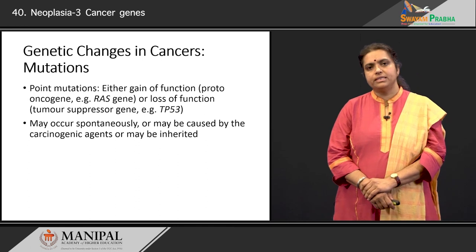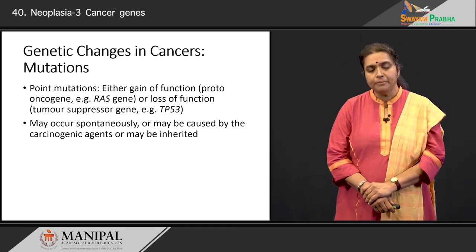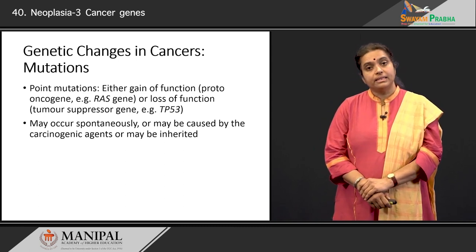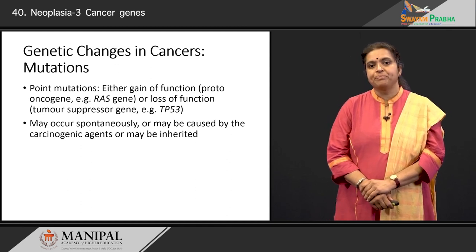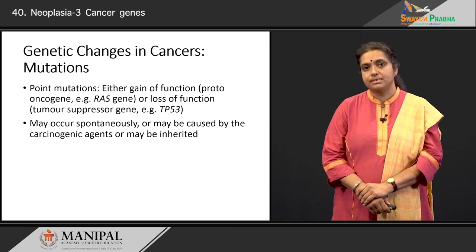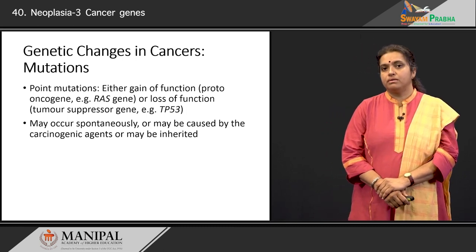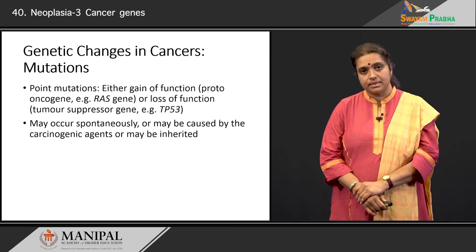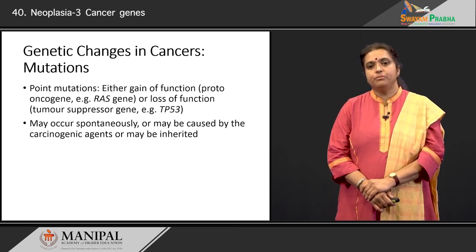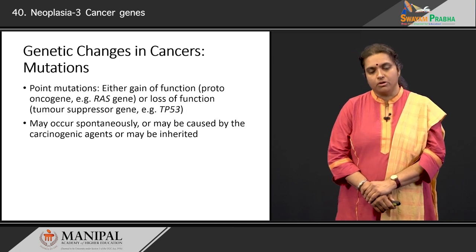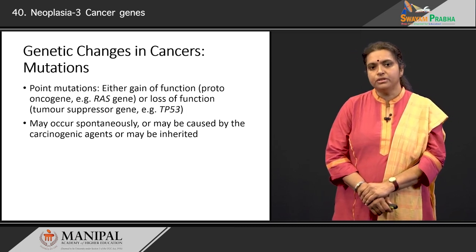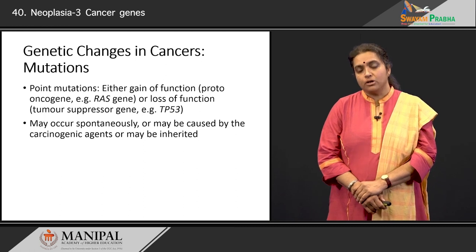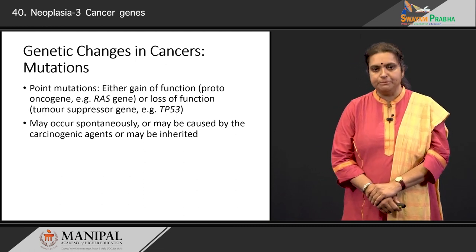First, mutations. We already discussed what driver and passenger mutations are, but what exactly happens in mutations? I will give you some examples. There is either gain of function, which is the more common event. For instance, a proto-oncogene such as the RAS gene, which I will talk more about in a subsequent lecture, normally acts as a signal transducer, and when mutated, can become an oncogene. Or there may be loss of function of a tumor suppressor gene. The most common example is a mutation causing loss of function of the P53 gene.